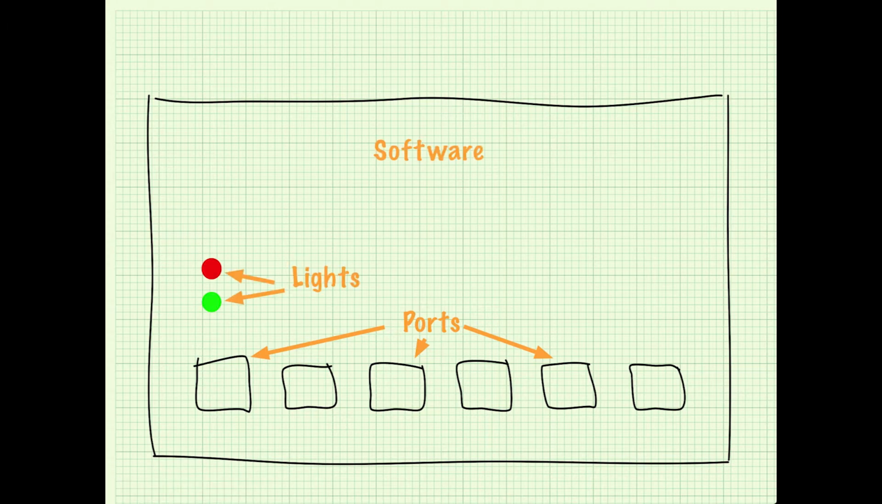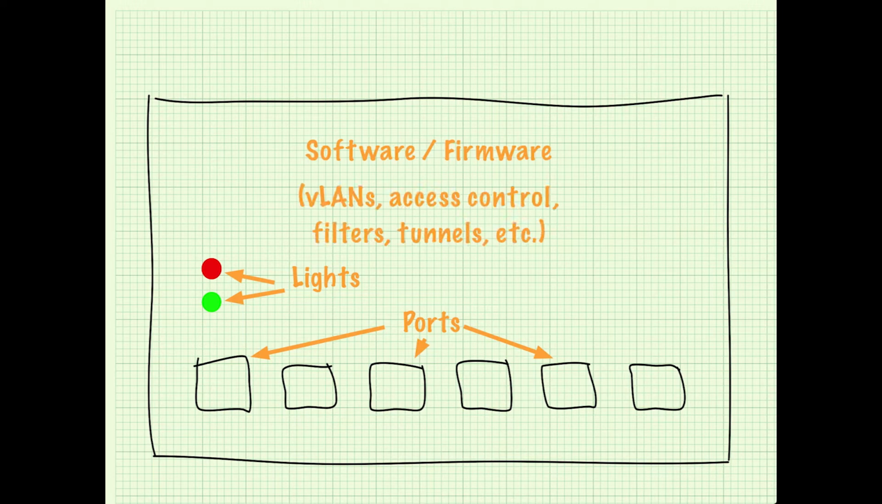It has software that's running on the switch. It's usually called firmware. And the switch implements a number of features. Maybe it supports VLANs, maybe it supports access control filters or tunnels, or other features that you find useful. And this Ethernet switch appears as an appliance. So it's a standalone device.